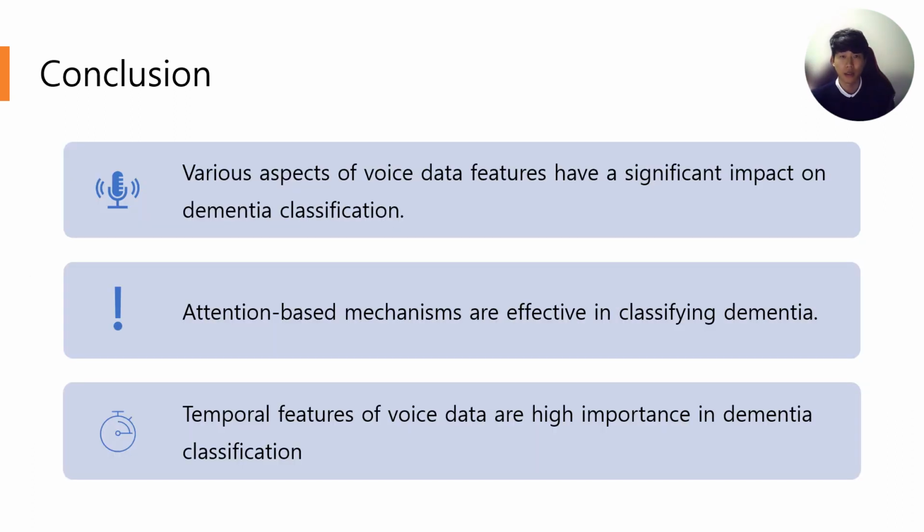Therefore, the conclusions that can be reached from the above are as follows. Various aspects of voice data features have a significant impact on dementia classification. Attention-based mechanisms are effective in classifying dementia. Temporal features of voice data are of high importance in dementia classification. In summation, this research underscores the paramount importance of vocal characteristics in dementia classification and the transformative potential of feature selection using Grad-CAM. As the medical community continues its endeavors into the early detection and treatment of dementia, leveraging such advanced methodologies and insight will be indispensable.